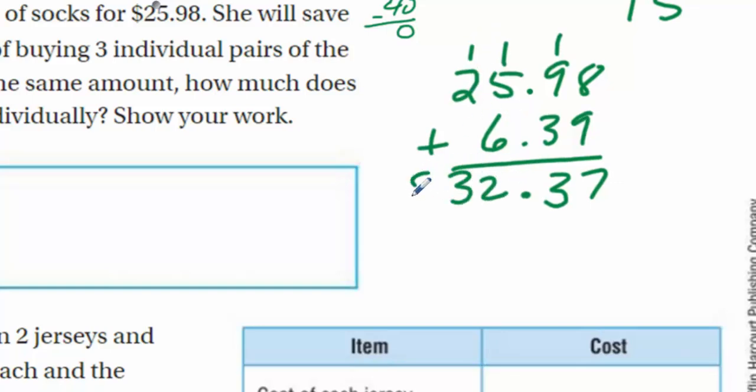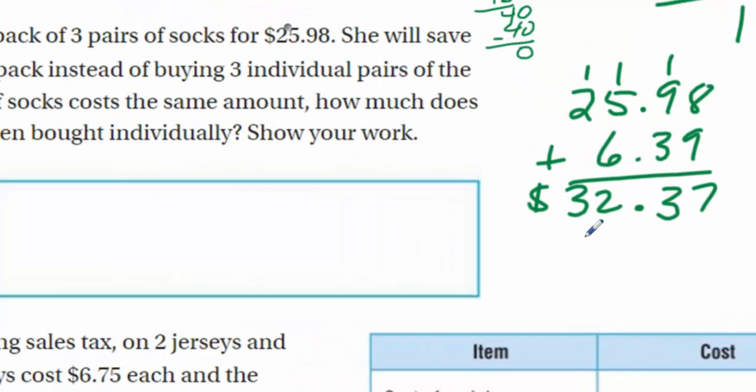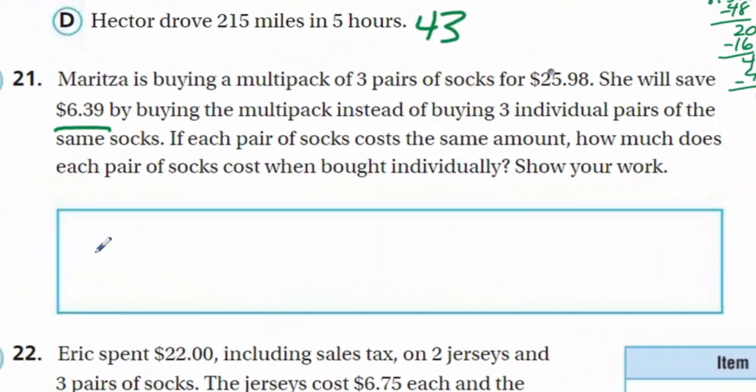So we end up with $32.37, which is what she would have paid had she not gotten that savings. Now how are we going to figure out what she would have paid for each pair of socks, since we know that they were the same amount? Well, we take our 32.37 and divide that by 3, right? Because there are 3 pairs of socks.